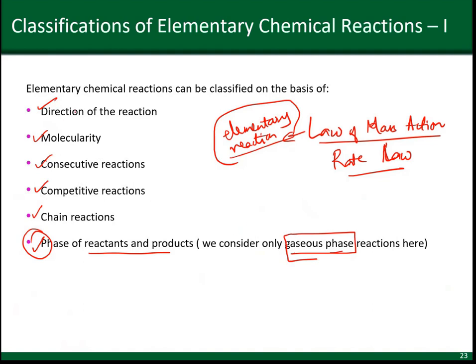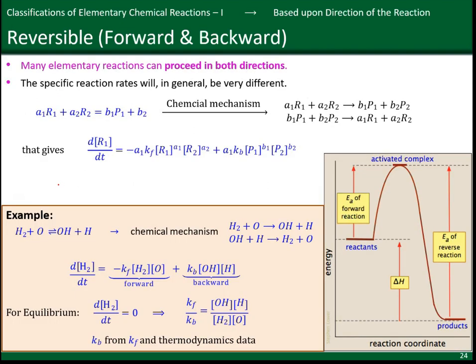But we'll talk about each one of these and we'll talk about the chain reactions in the next class. For now, let's get started with the remaining parts. Now, when we talk about the direction of the reaction, we're simply saying that we're trying to understand whether a reaction is reversible or it only happens in a given direction. It only happens in the forward direction, for example, right?